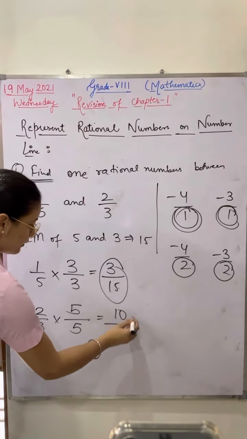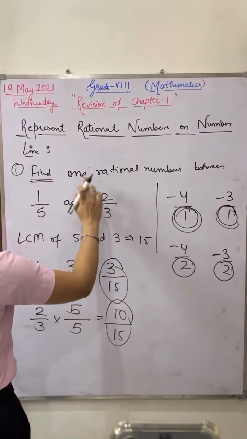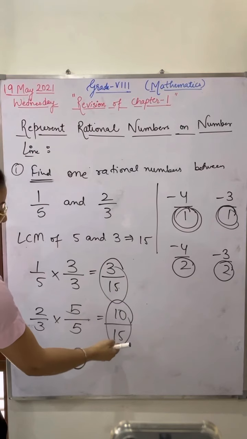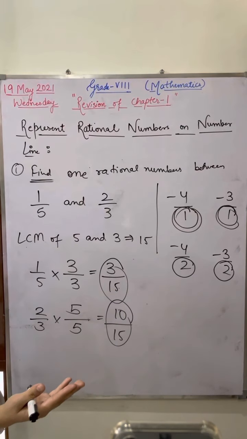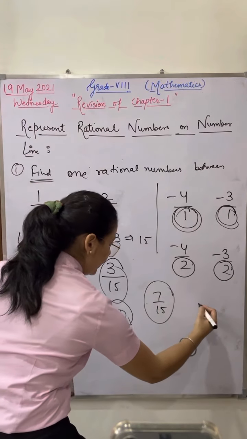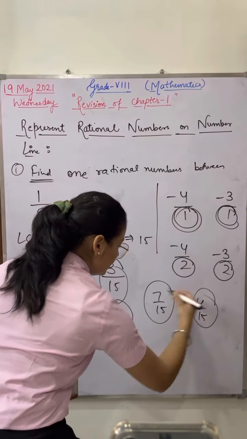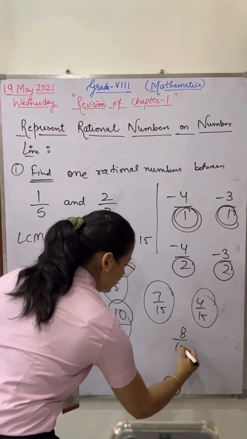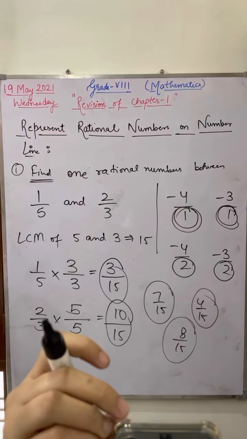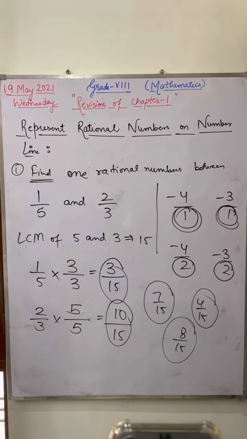Now you can write any number. You have to write any one rational number in between these two, 3 by 15 and 10 by 15. There are so many numbers that lie between them, so you can write any value. 7 by 15 is also the answer. 4 by 15 is also the answer. 8 by 15 is also the answer. 9 by 15 is also the answer. 6 by 15 is also the answer. Yes, Avika. Is it clear to everyone?